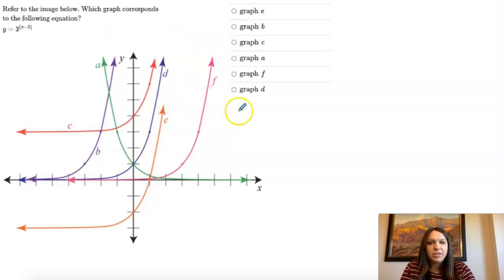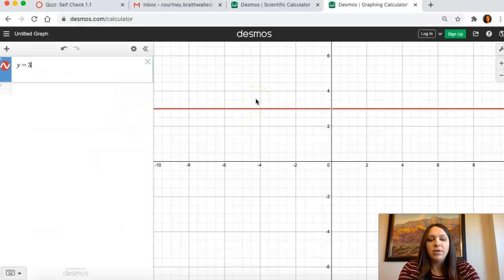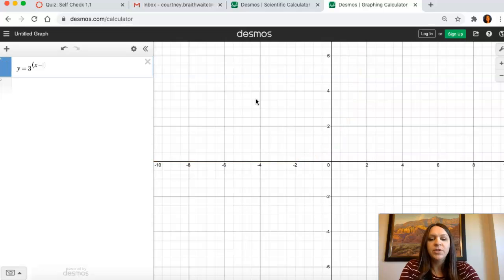Hey guys, we're gonna start looking at exponential functions in this unit, which will lead us into logarithms. So this first question is just having you pick a graph, and it's okay if you use Desmos. So y equals 3 to the x minus 3.